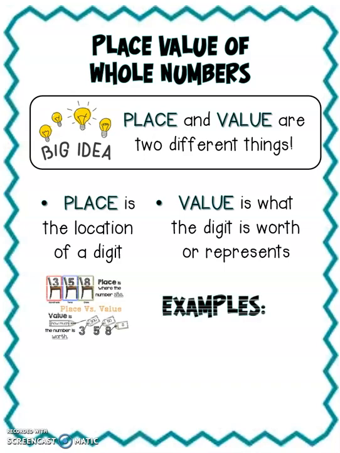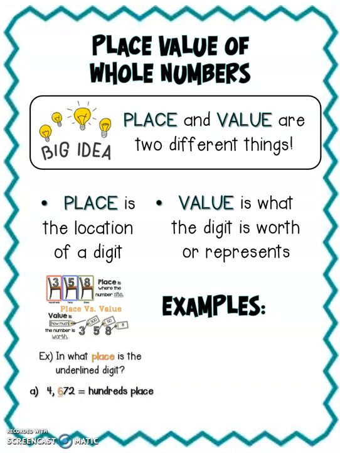So let's take a look at some examples that show the difference between these two ideas. You might be asked a question like, in what place is the underlined digit? Well, since I'm looking for the place of the digit, I know I'm looking for the location or the position. That means that my answer to this question is going to be a word. Anytime you're talking about place, your answer will be a word.